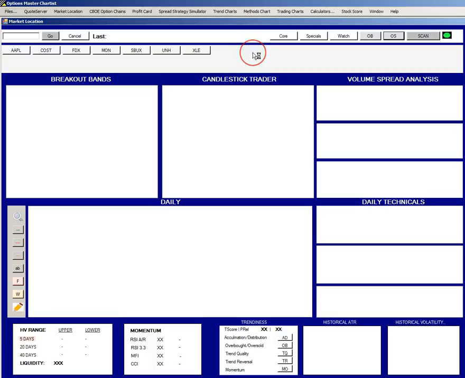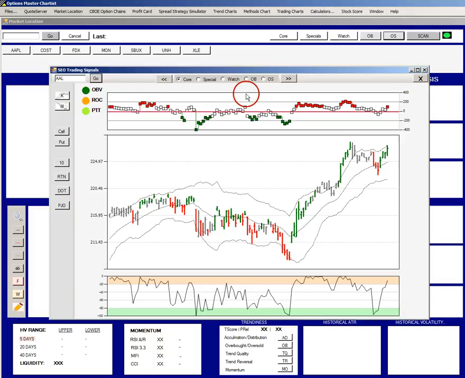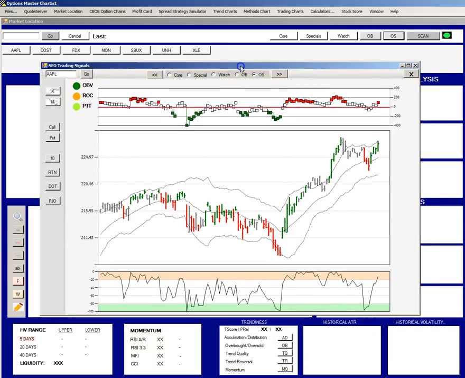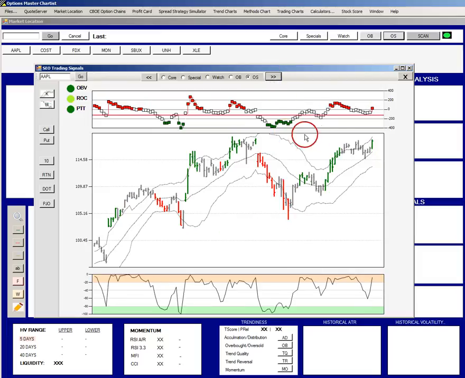Monday morning. Now the best way to do that is to go right to trading charts and to go to the SEO trading signals, and because we're looking for long trades, we're going to go to the oversold watch list, and we can see that our first candidate is Apple. Now what we're going to do is just scroll through the list, and Apple has some of the requirements.